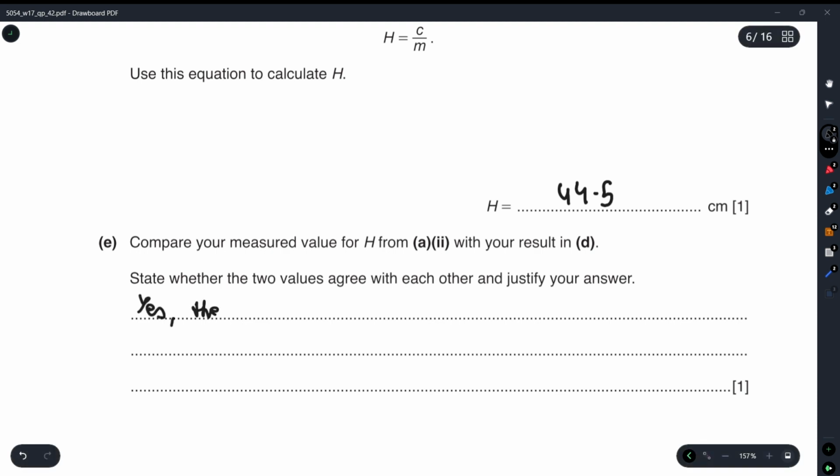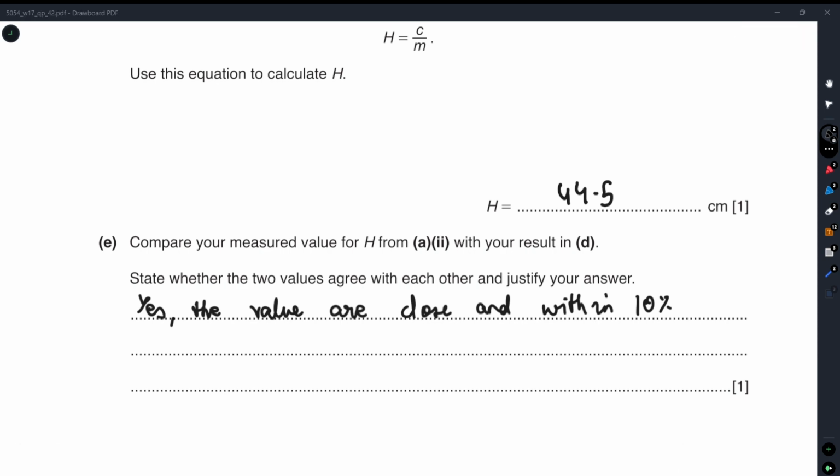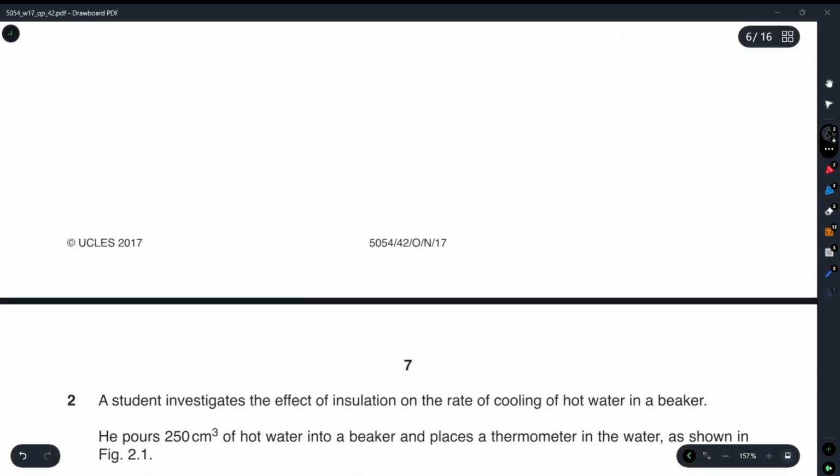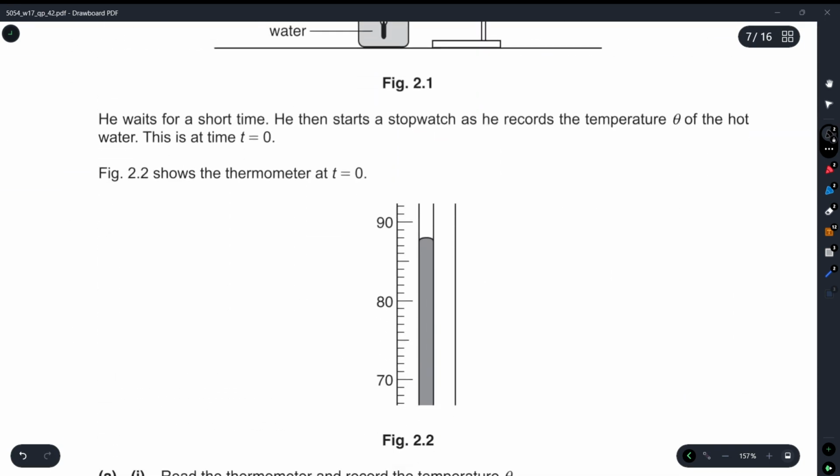The values are close and within 10%. Okay. So the values are close and they are within 10% of each other. So we are good. Question number 2.